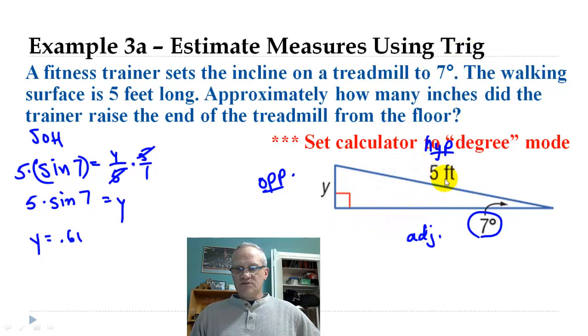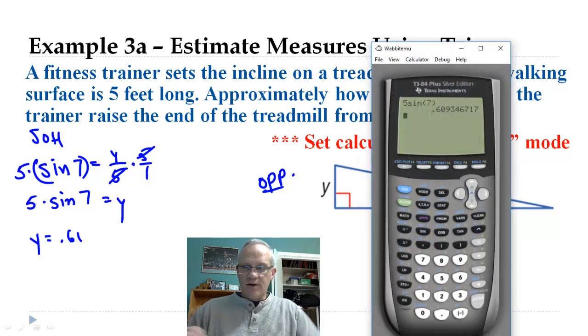Notice what we were using. We were using feet in our calculation. So that means the 0.61 is in feet, but they asked us to give it in inches. So let me bring my calculator back up here. If that's in feet, what do I have to do? Times 12.